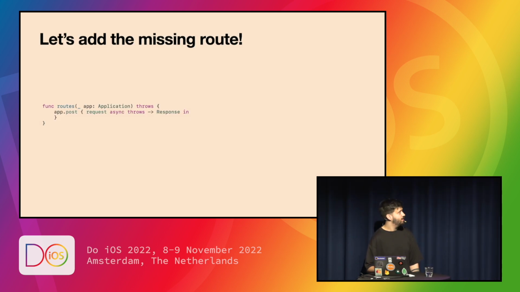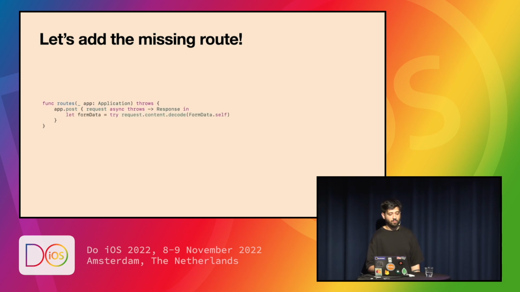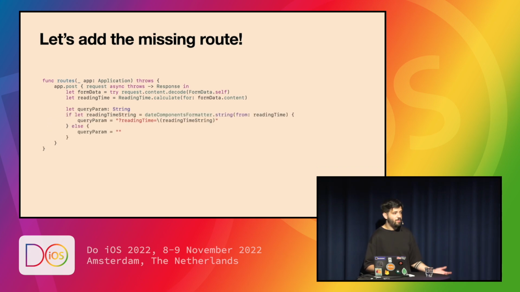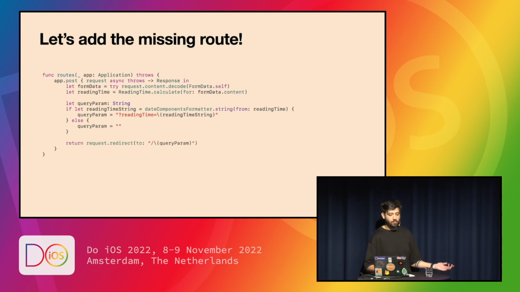The reason for this is that I said that it's going to make a post request, right? And we've not handled that. So the application needs to have a post request. This post request is going to get some content that the user typed in. We're going to just decode it using codable types. Then we're going to call calculate again, on our lovely reading time library. We're going to pass it the content from the form data. Then we're going to create a query parameter, and we're just going to redirect to the root of our domain.